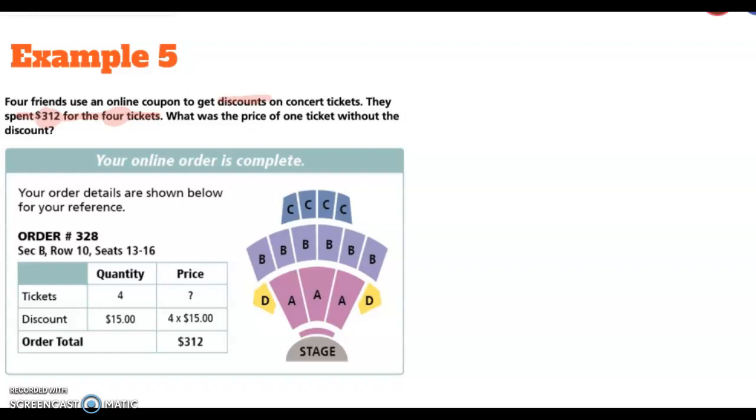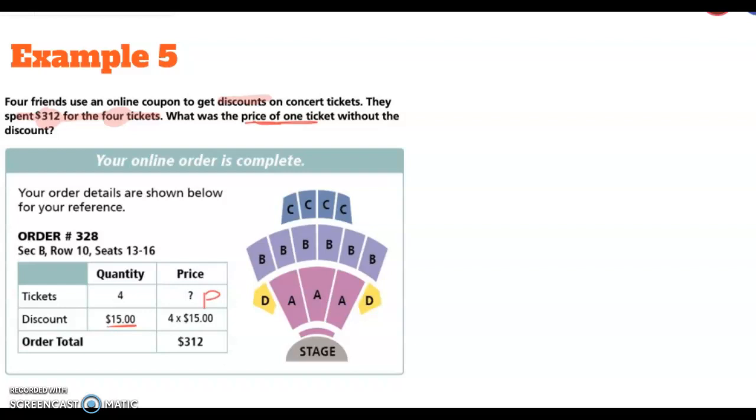Okay, so now I'm going to look down here. They've given us a chart. There are 4 tickets. We don't know the price of the ticket, so I'm going to call that my variable P for the price of the ticket, because that's what I'm trying to figure out. I'm trying to figure out the original price of 1 ticket. I know they tell us here that the discount was $15, and the total amount they spent was 312.